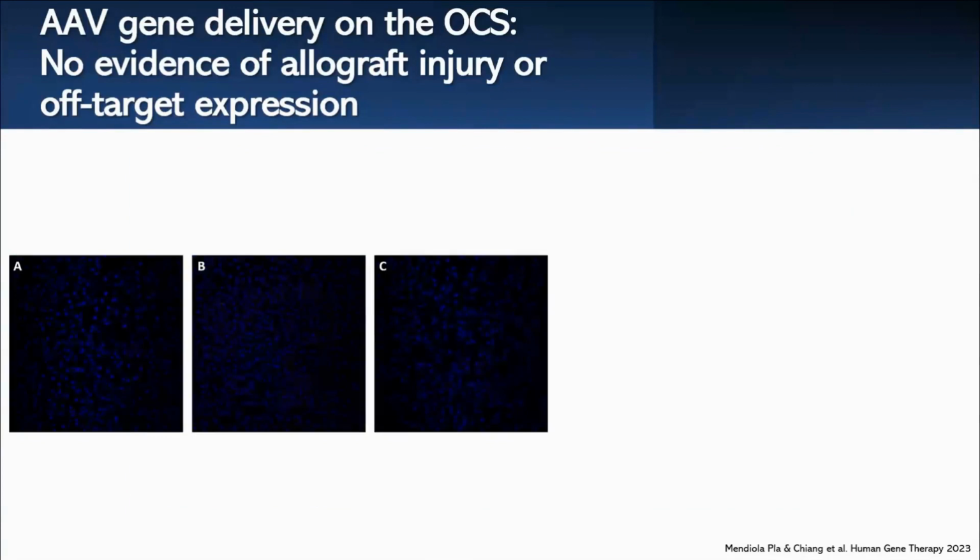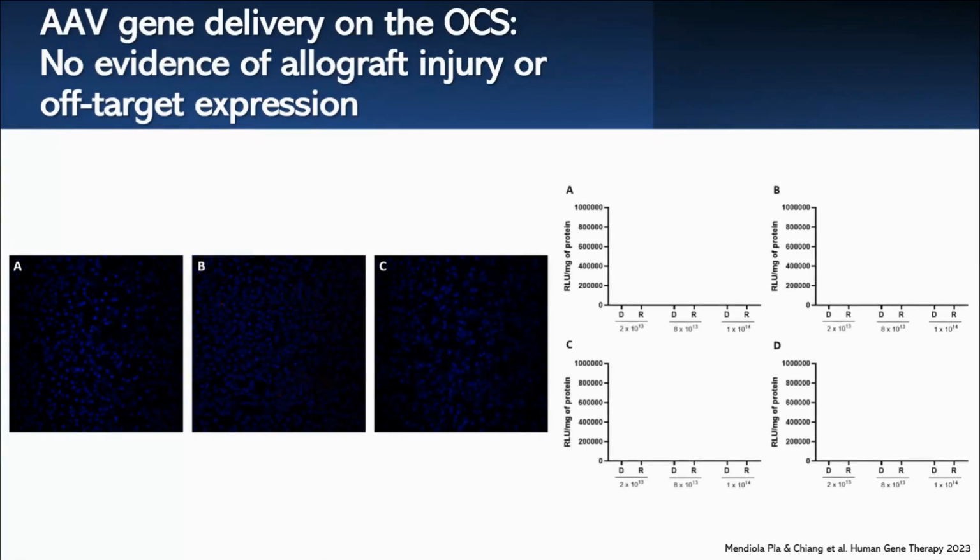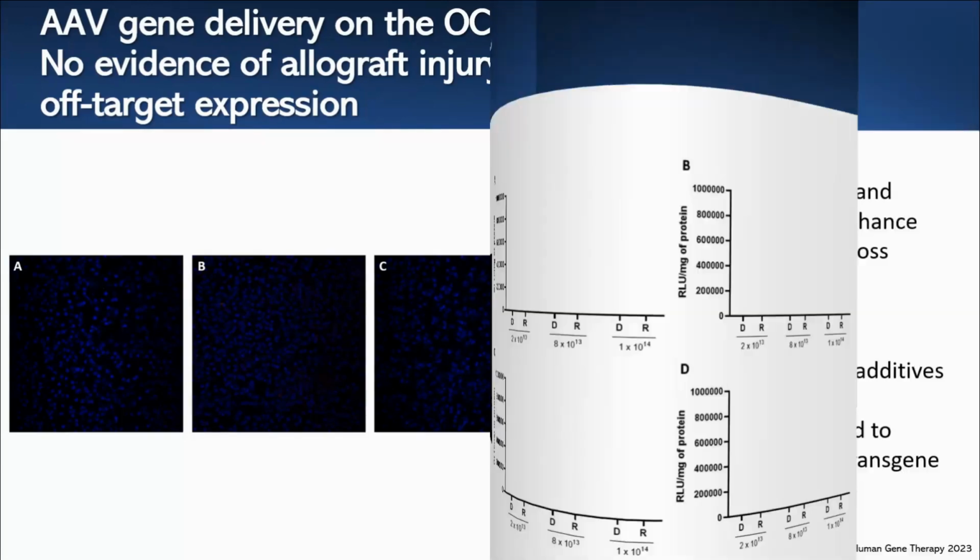In addition, we saw no off-target effects. This is looking for luciferase expression in the livers of the 3 animals. And this is looking at the luciferase activity in the lung, liver, spleen, and an area very close to where we implanted the heart.